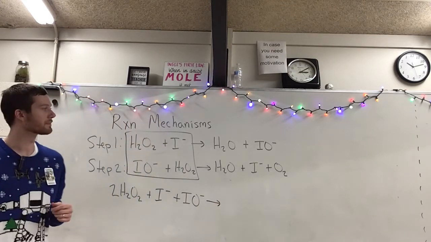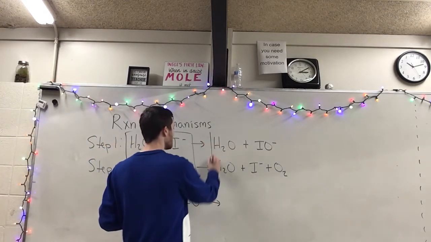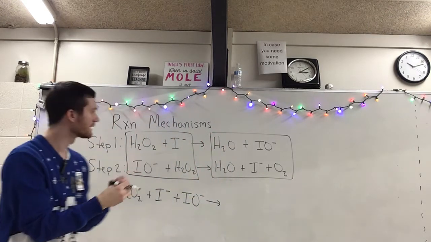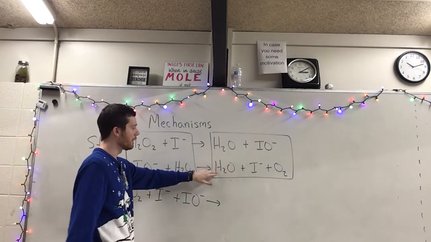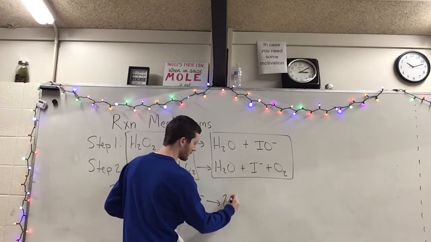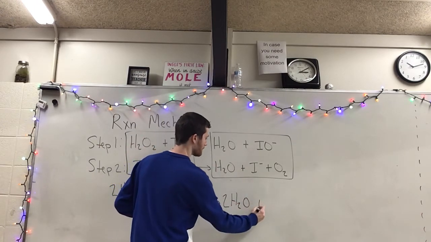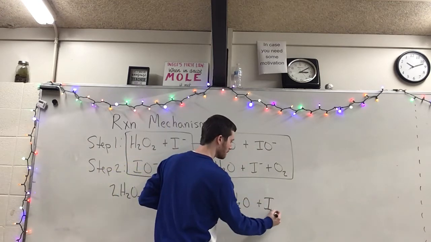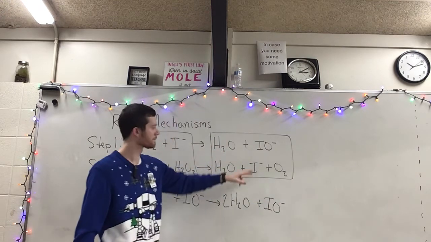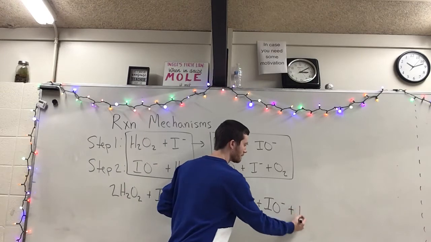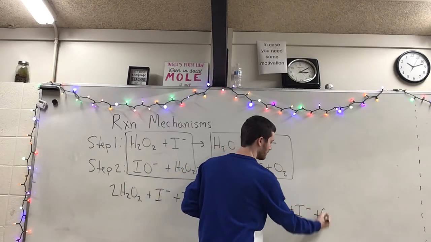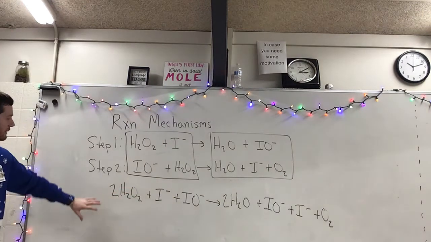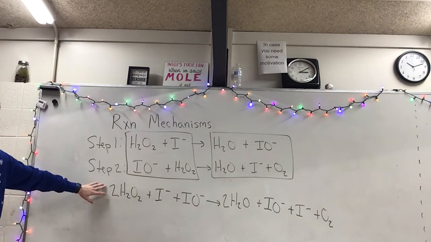So now we can do the same thing with our product side. Let's pretend they're collectively together. We've got an H2O and another H2O, so that's two waters, plus an IO minus, plus I minus, plus O2. So this is just us kind of thinking, but this would be our overall reaction before we've simplified anything down.